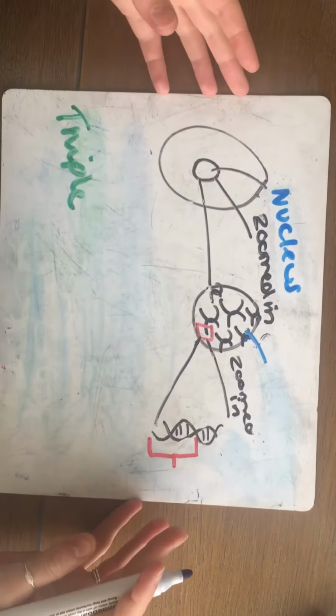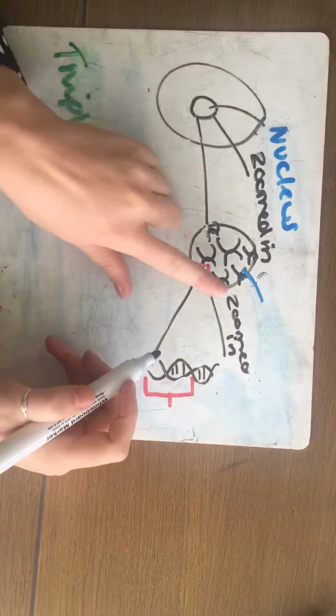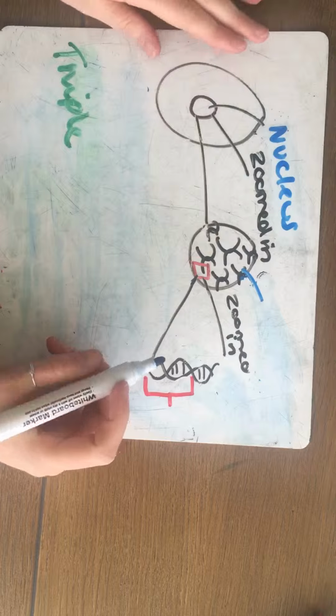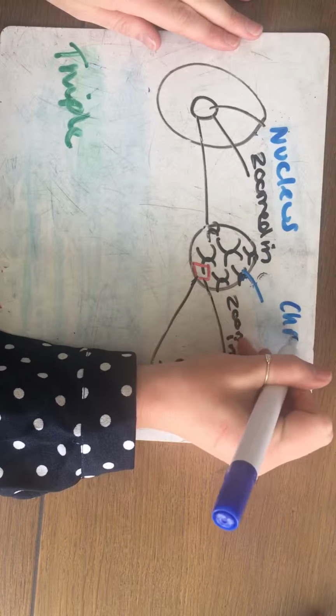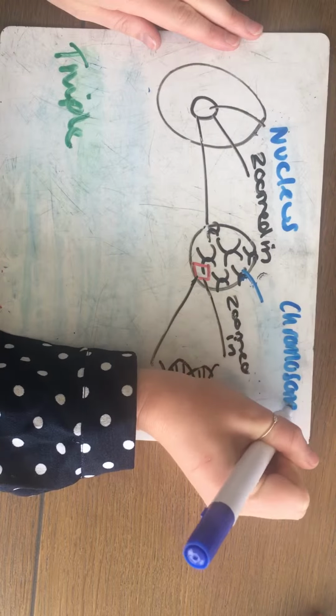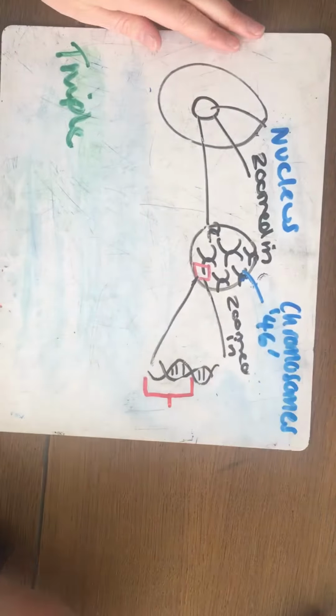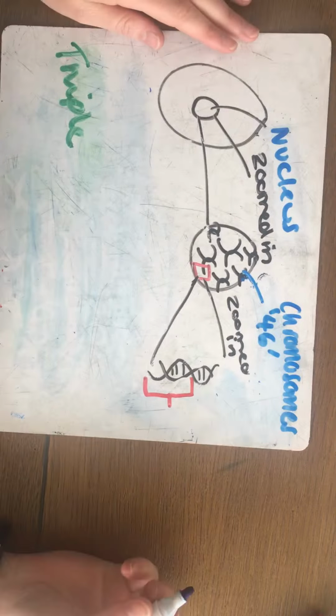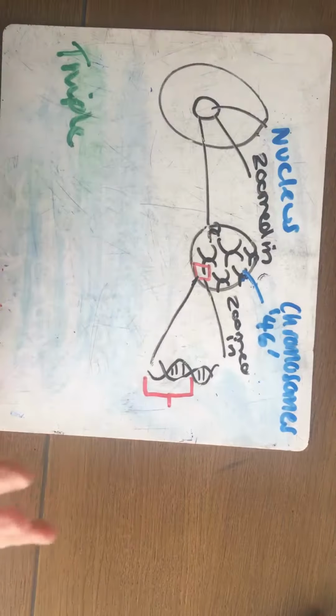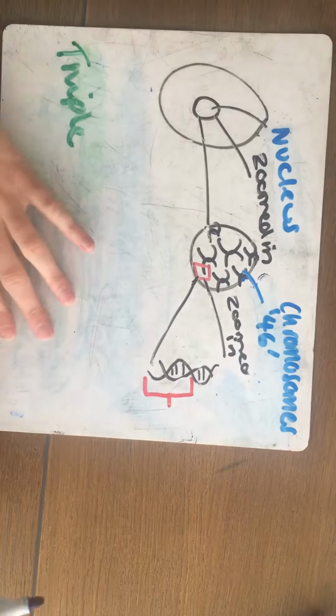If you could zoom in on that nucleus, you would see we have lots of these little X structures. They are called our chromosomes. Now in humans, only in humans, you'll have 46 of these chromosomes. They tend to come in pairs, so you've got 23 pairs.